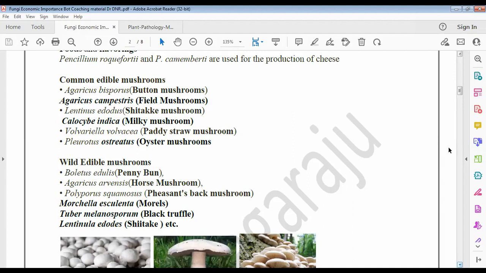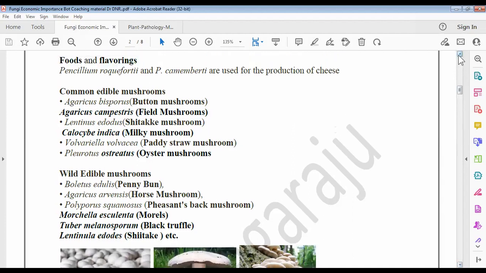You know Camembert and Roquefort cheese, which are very tasty and costly. They are prepared by using Penicillium species: Penicillium camemberti and Penicillium roqueforti. These two Penicillium species are very, very important. This question has been raised many times. Penicillium camemberti and Penicillium roqueforti are used in cheese preparation.